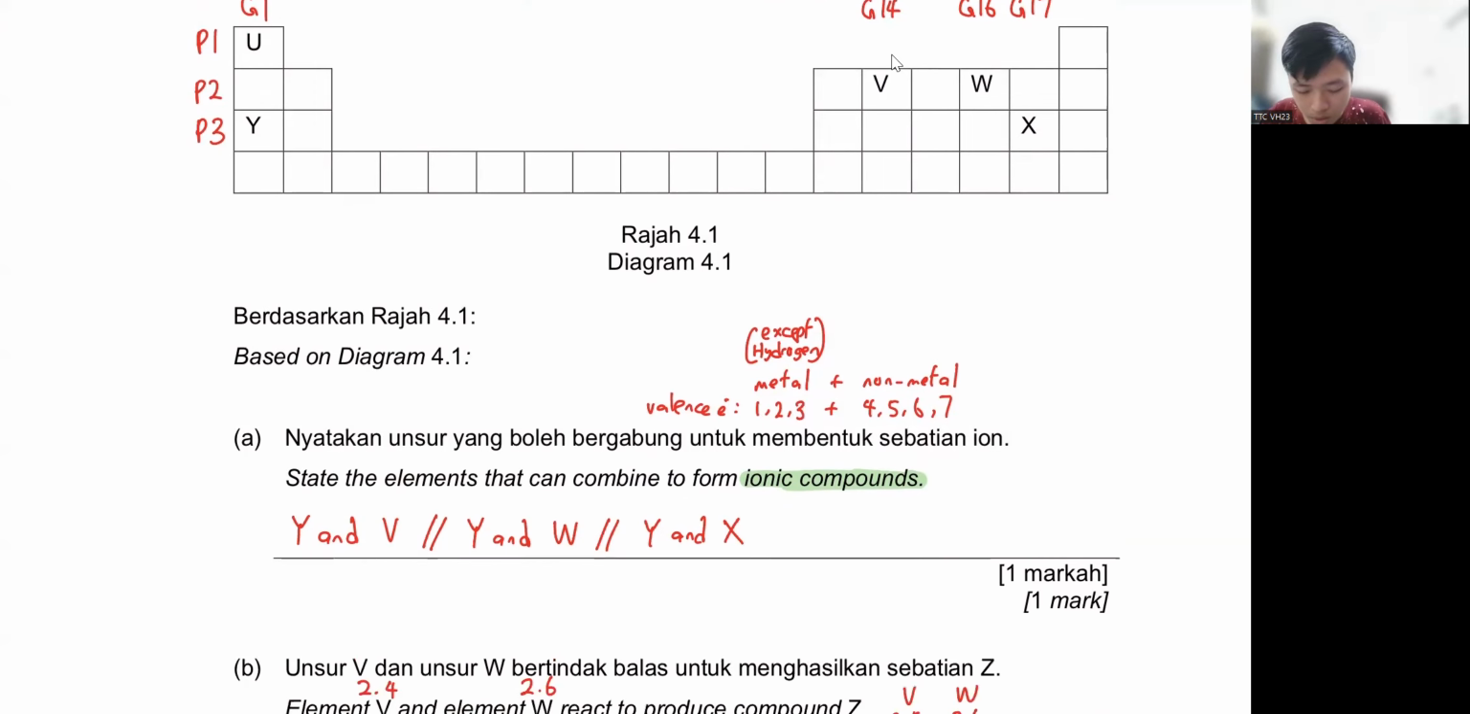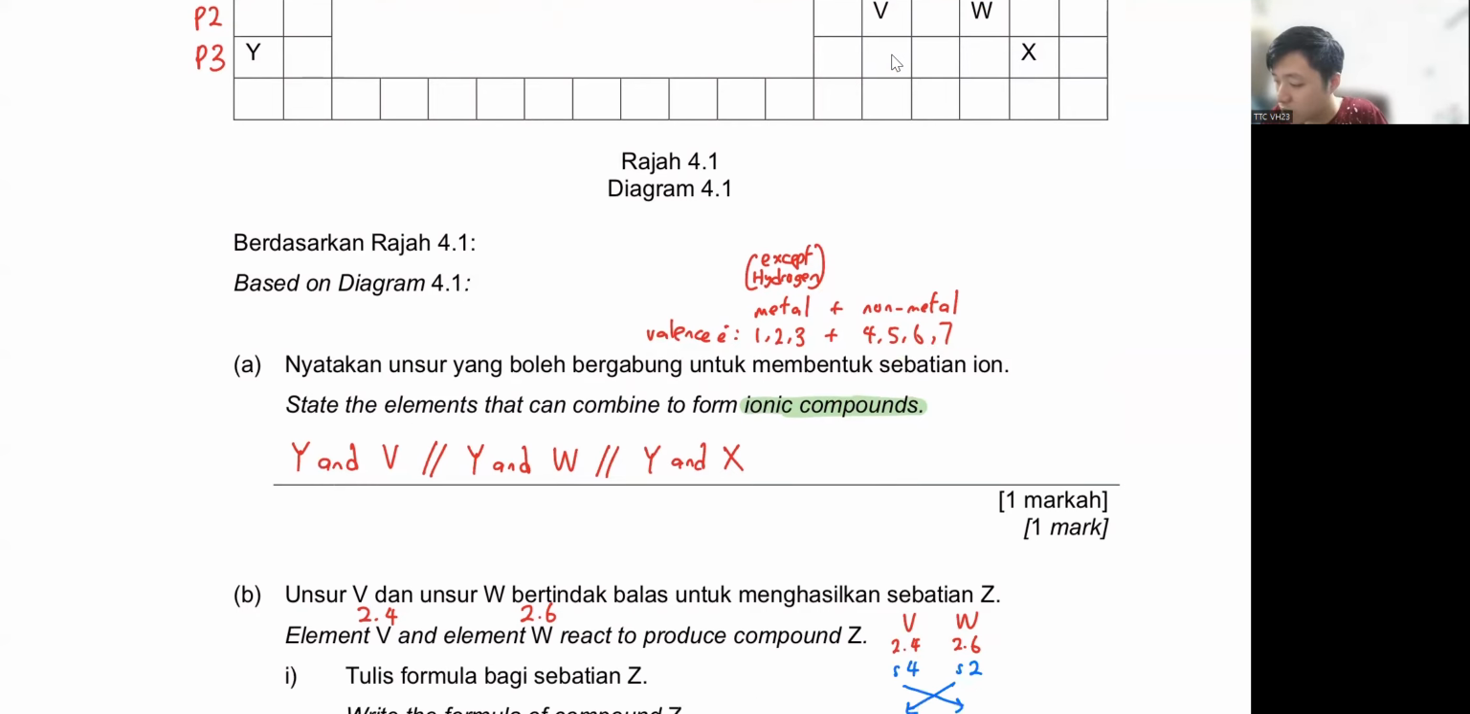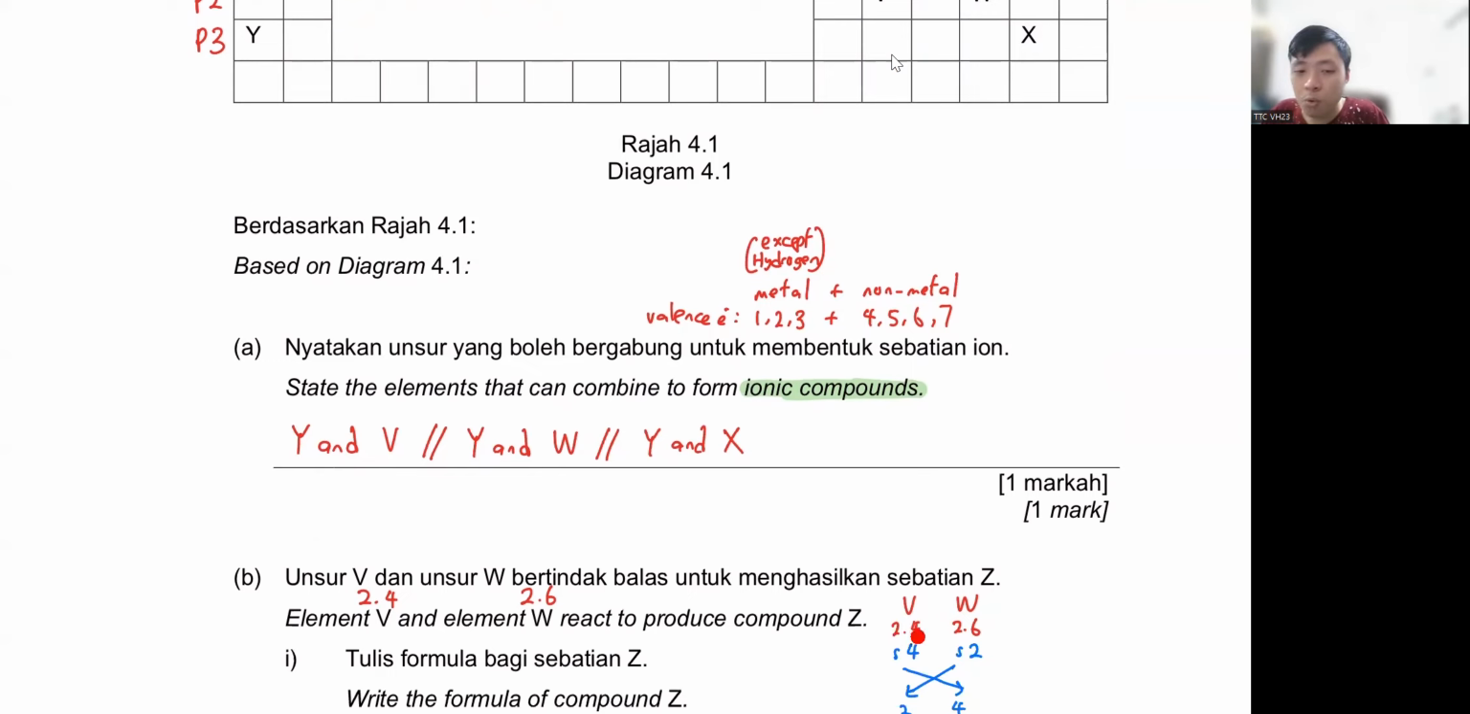B. They say element V and element W combine to produce Z. This one is considered as a covalent bond. Why? Non-metal plus non-metal, 4 and 6. So what is the formula? Remember how to see? 2, 4, what is it, they share 4 electrons. W because 8 is stable. So this one shares 4, this one shares 2.